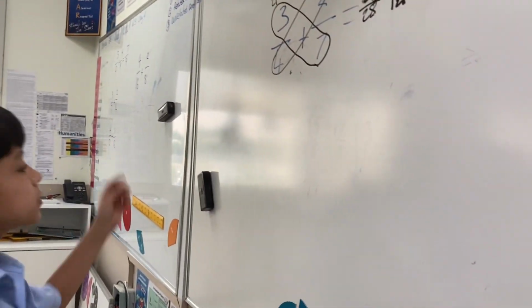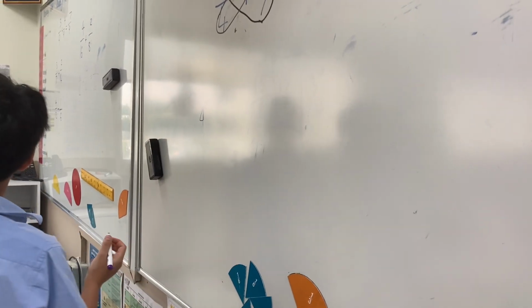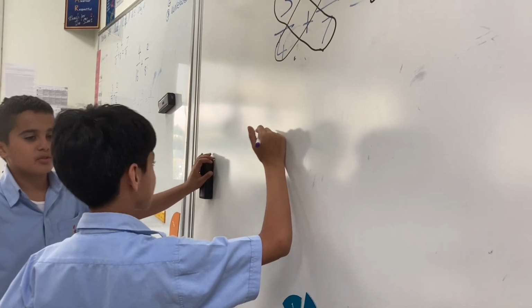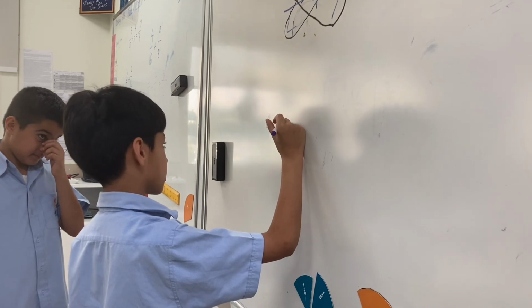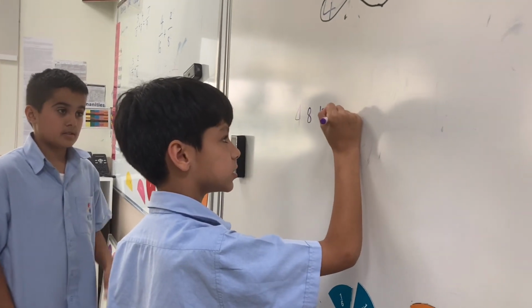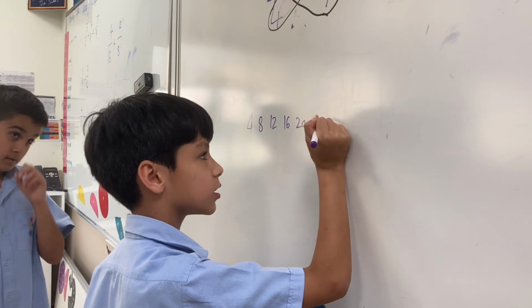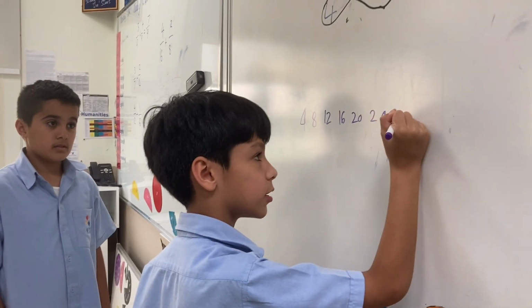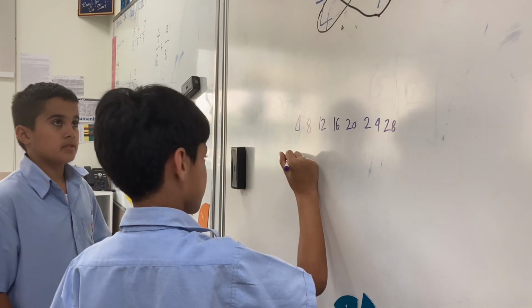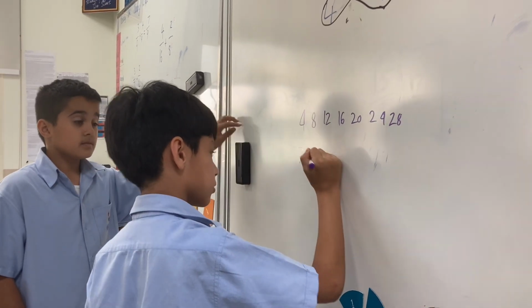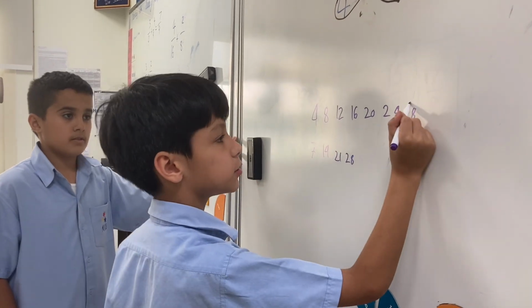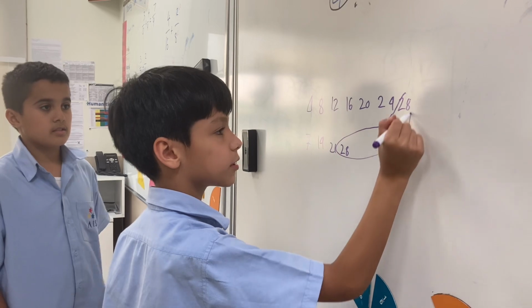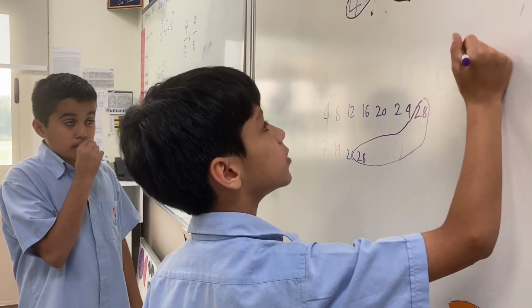Because we do first, we write the multiples of 4. 8, 12, 16, 20, 24, 28. And then 14, 20, 28. Oh, divide. These two are the same.